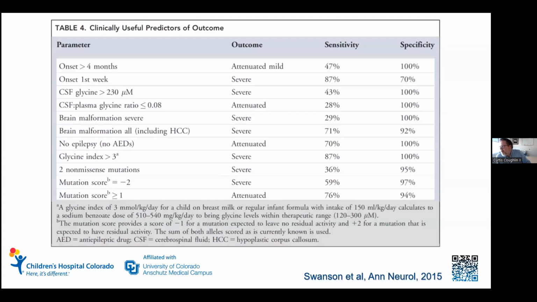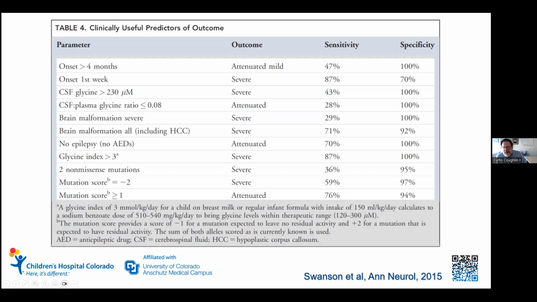We think a lot about how hard it is for all of us who see patients to share that information with families at that neonatal diagnosis, to be able to predict whether their child is at the more severe end of the spectrum or the more attenuated form of this disorder. And Dr. Van Hove's lab has spent a lot of time trying to figure out what the possible predictive markers of an attenuated phenotype are.